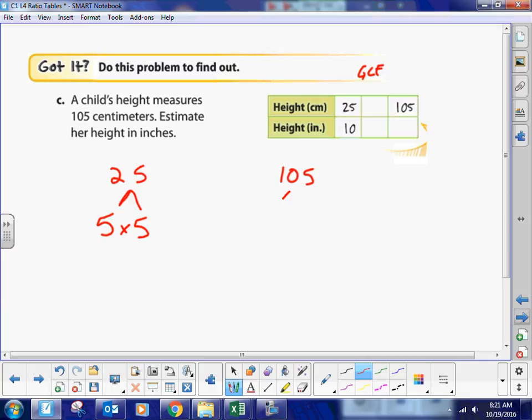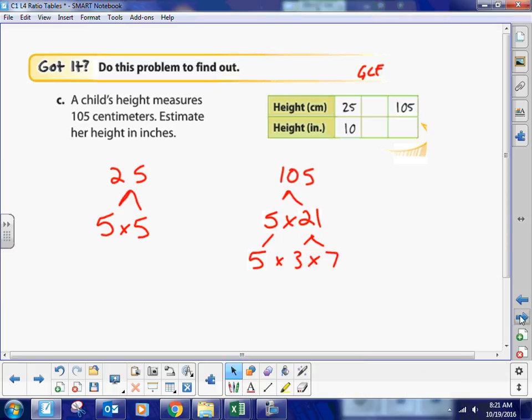So over here, we need to break this down a little bit. I only see a 5 to be brought out of here. 5 times 21, and then 5 times 3 times 7. I would have never seen a 3. I didn't see a 3 when I first looked at it, so I instantly would have pulled out a 5. Then you got to circle what they have in common. So 5 is the greatest common factor, so you put 5 in here.